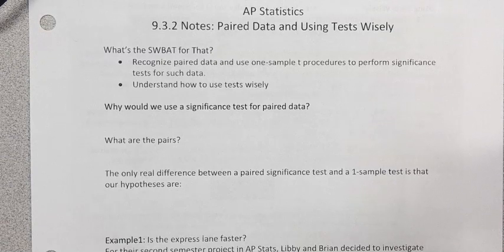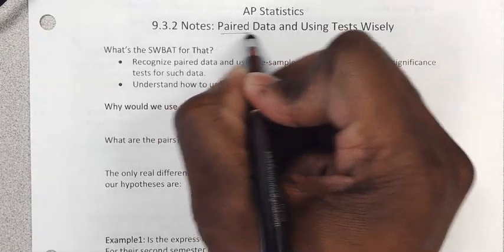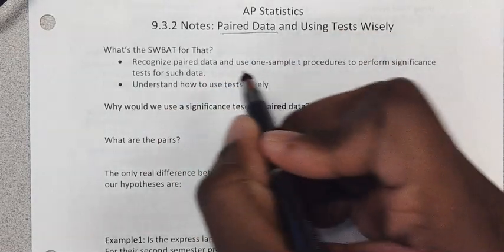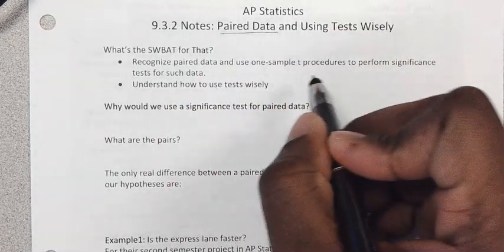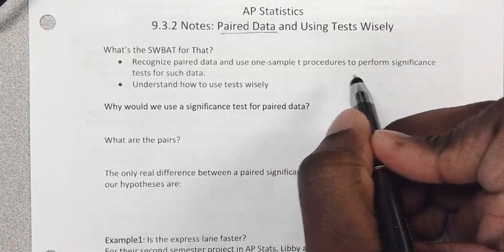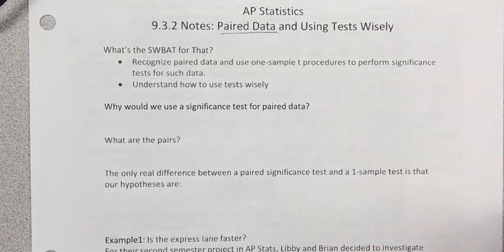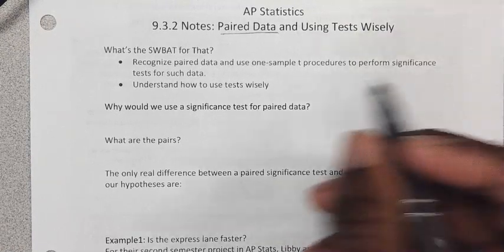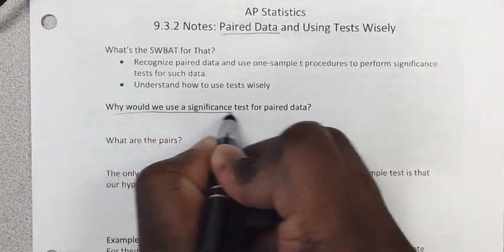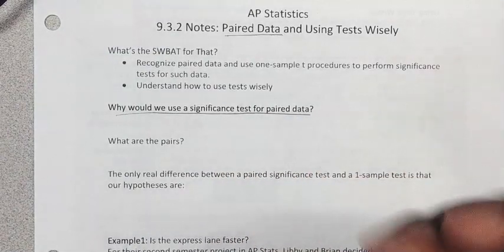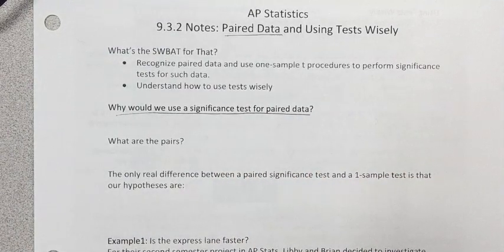Hey students, so this is the second lesson of section 9.3, and today we're talking about paired data. At the end of the day, we're going to understand why we use a one-sample t procedure to perform significance tests on such data, and understand why and how to use tests wisely. So the first question is, why would we use significance tests for paired data? That's the main question that's going to drive this lesson.